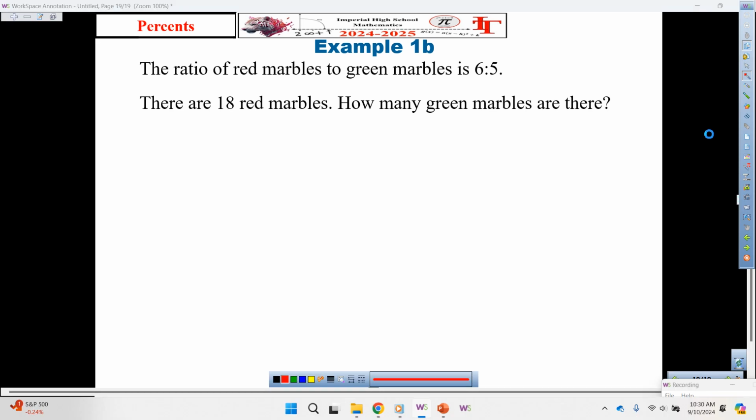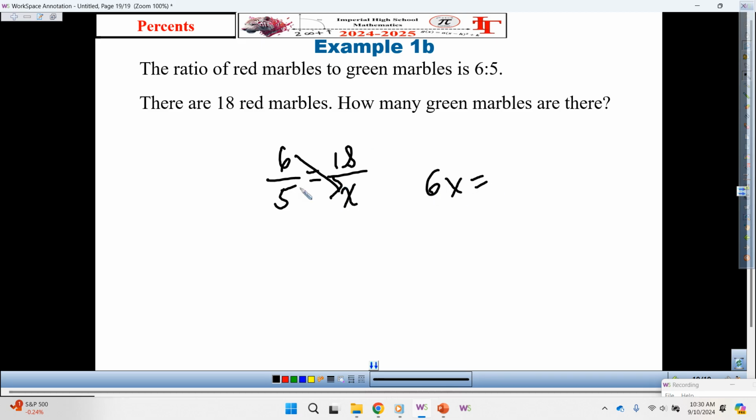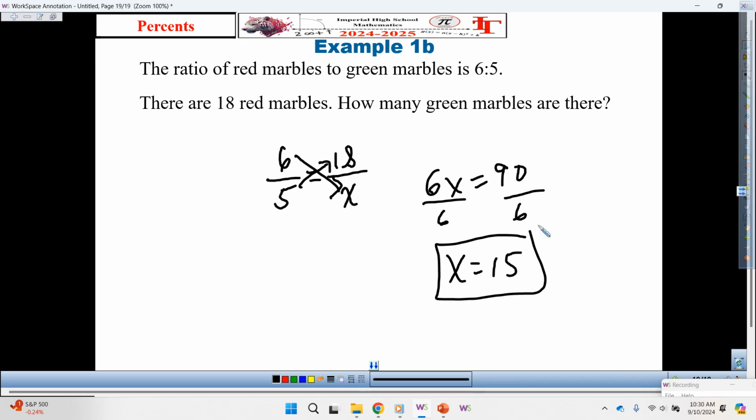All right, help me set this up. Santi, what is your first initial ratio? 6 to 5, and that is equal to what? 18 over X. Hands if you got that. That is correct. So then cross multiply. Hands if you got X equals 15. And your statement: yes, there are 15 green marbles when there are 18 red marbles. All right. So we good, yeah?